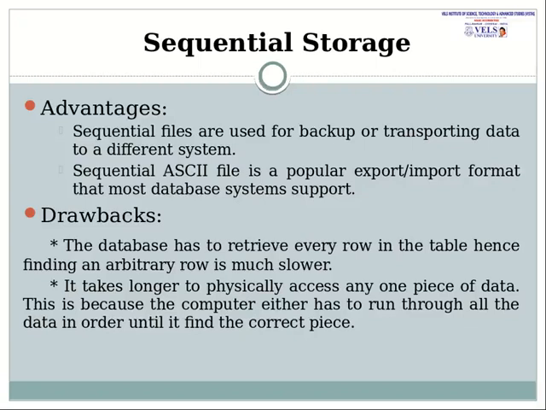If we have 100 records and you want to pick the 99th record, you cannot go directly to it; you have to start from the first record and go through to the 99th record. So it is much slower for a sequential file, which is the main drawback. It takes longer to physically access any piece of data, because the computer has to run through all of them in order until it finds the correct record.